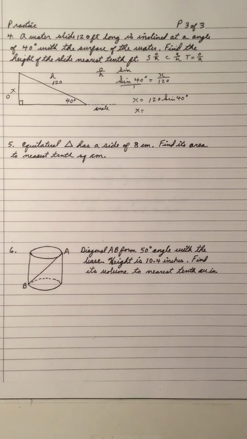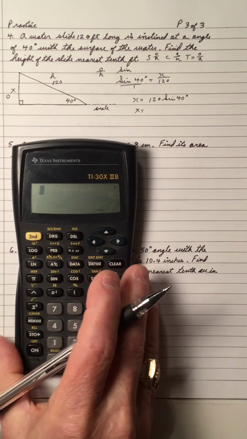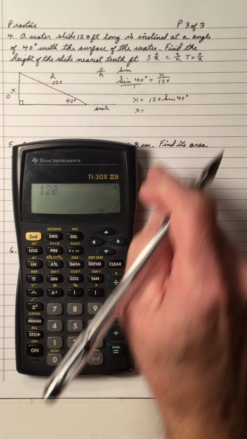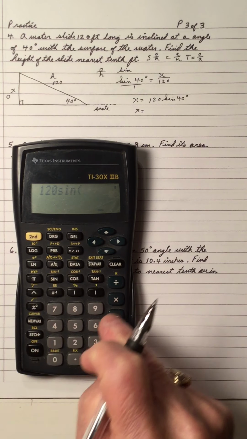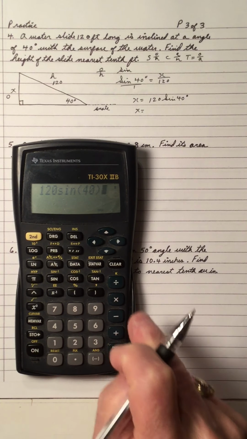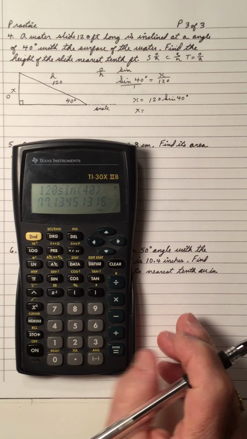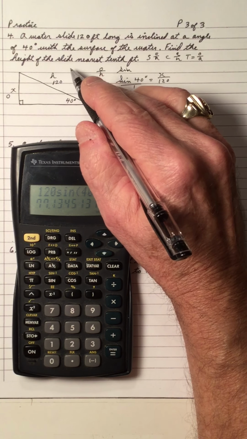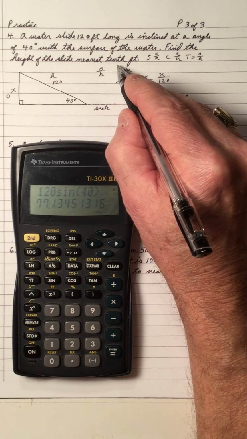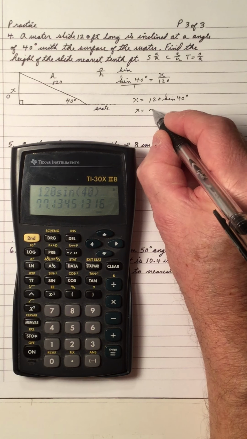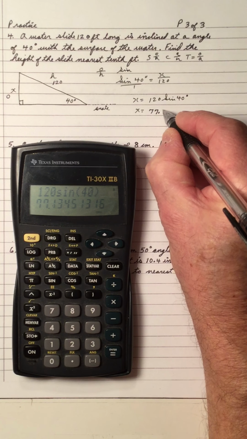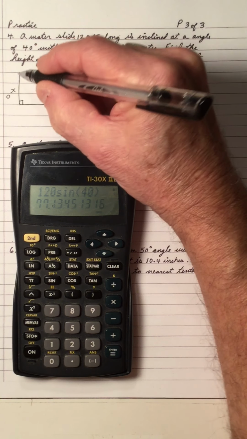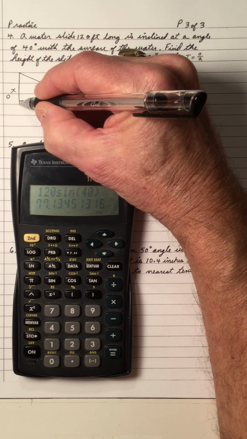So bring my calculator in. Here we go. 120 sine 40. And that's 77. And it says find out the height of the slide to the nearest tenth of a foot. So 77.1. And it's in feet. It's the height of the slide from top down to the ground.